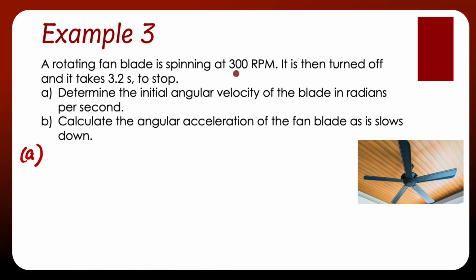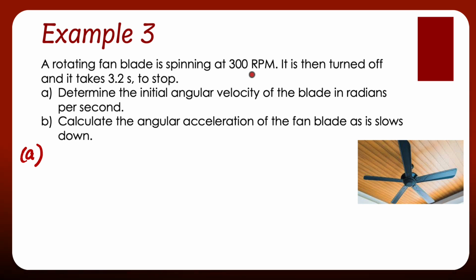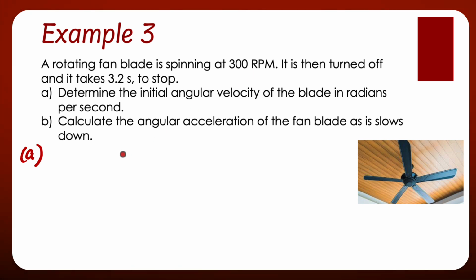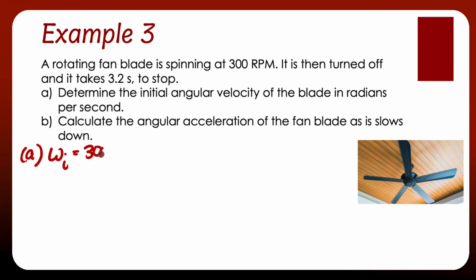I think we need one more example here. We have a rotating blade and it's spinning at 300 RPM, revolutions per minute. It's then turned off and it takes 3.2 seconds to stop. Determine the initial angular velocity in radians per second. So I'm going to use the same method I used before for changing my units. It's 300 revolutions per minute.